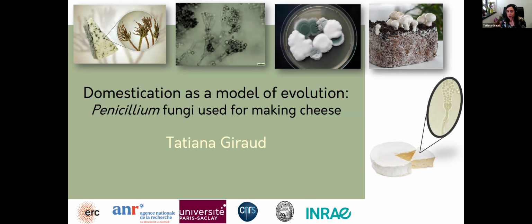I will present the work we have been doing in the team about the domestication of Penicillium cheese fungi. You can see here the Penicillium roqueforti that is used to make blue cheeses, and here the conidia with the spores of the fungus, and here the Penicillium camemberti used to mature the camembert cheese. The crust, you can see, is a Penicillium mold, and here the Penicillium roqueforti and camemberti on a petri dish. So they are really molds that we use to transform the milk into a good cheese.